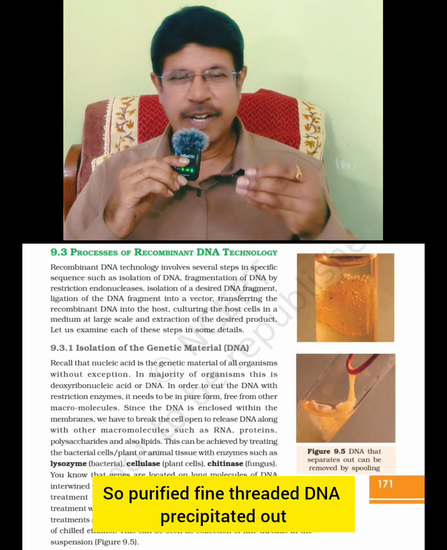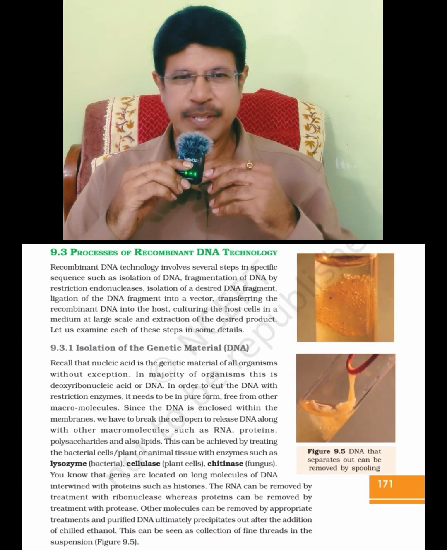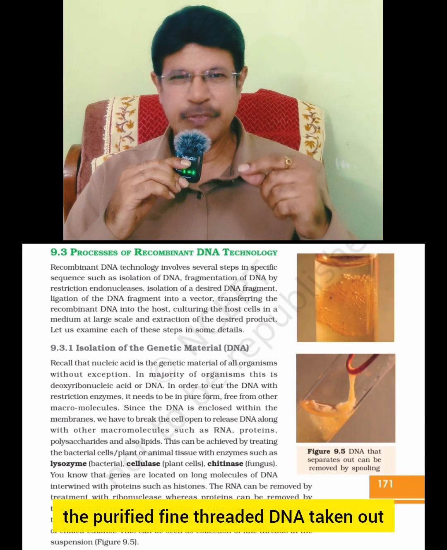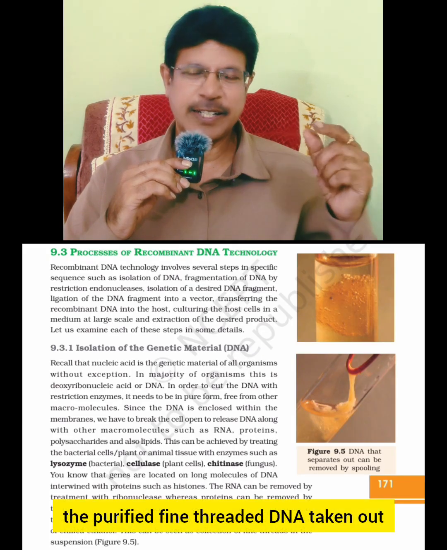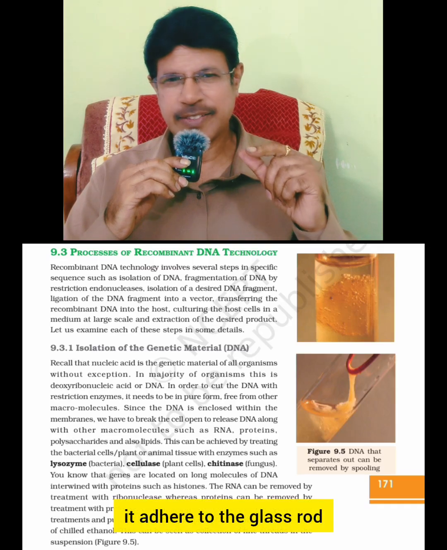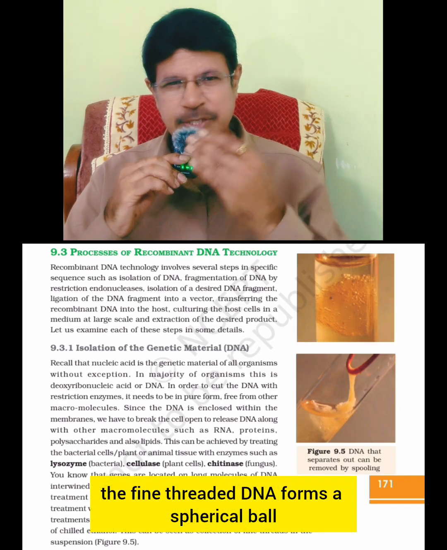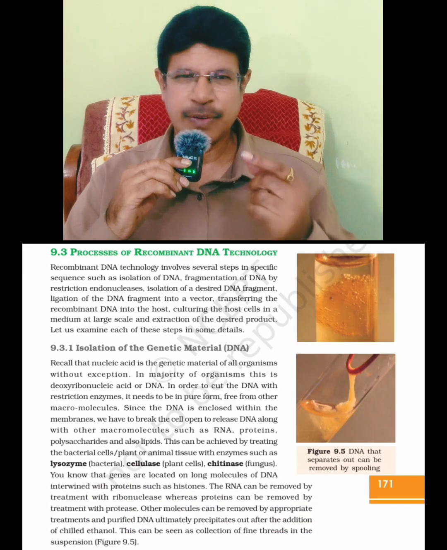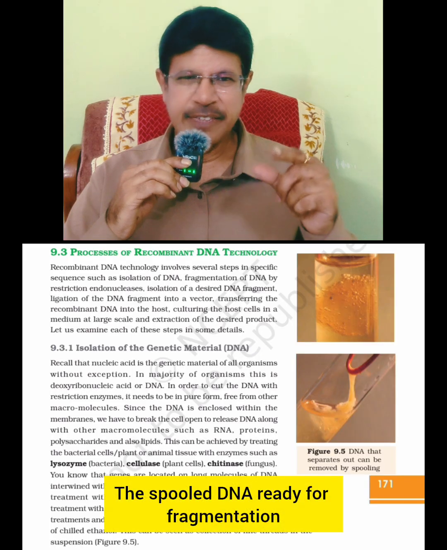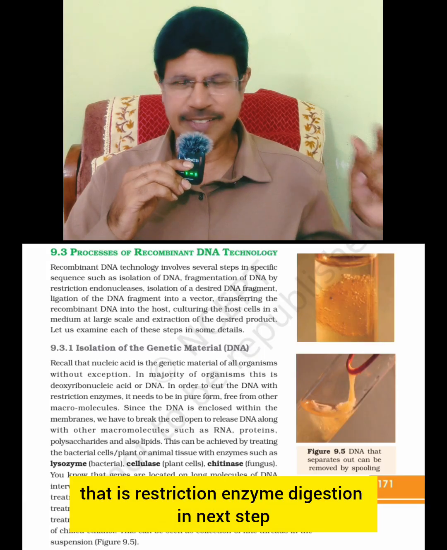So the purified fine threaded DNA precipitates out, present in a suspension, and by using a glass rod with a stirring motion technique, the purified fine threaded DNA is taken out. As DNA is sticky, it adheres to the glass rod. By the stirring motion technique, the fine threaded DNA forms a spherical ball around the glass rod. What do we call this step? It is spooling. The spooled DNA is ready for fragmentation, that is restriction enzyme digestion, in the next step.